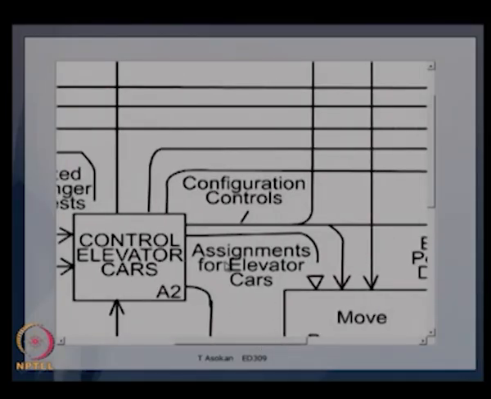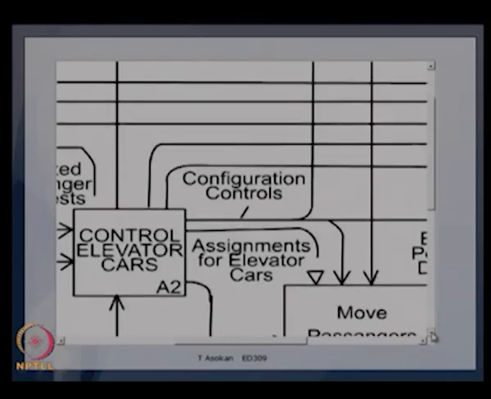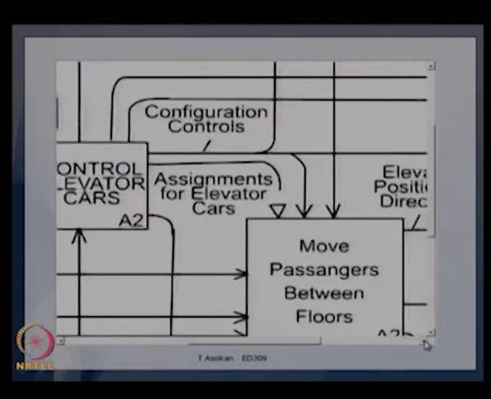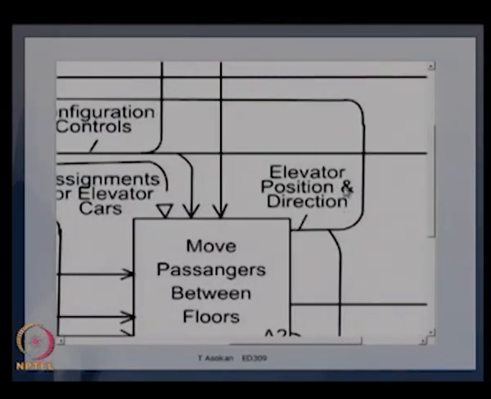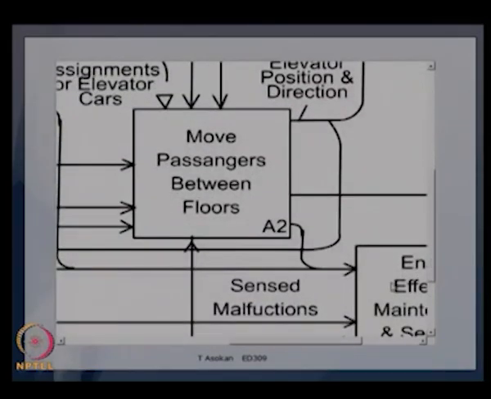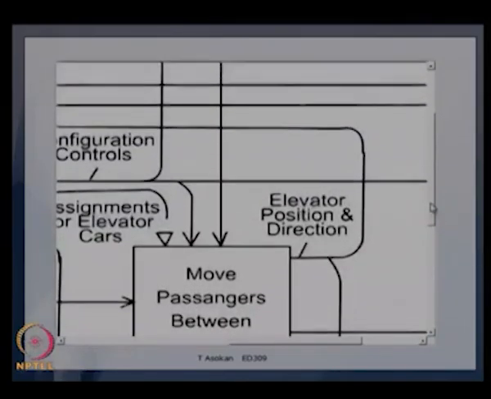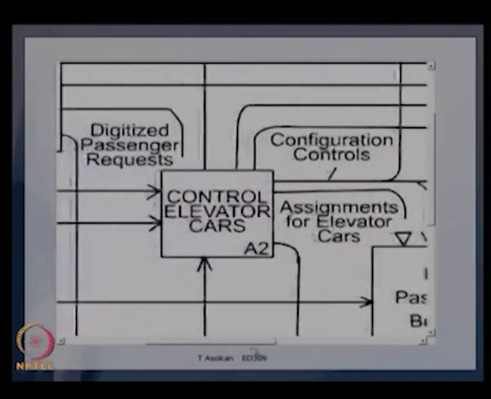So this is an internal output from this function, and it is an internal input to this function. And this is the other one, assignment of elevator cars is another one, and then you have another requirement of elevator position and direction. This is actually coming as an output from the move passenger between floors function. And similarly you will have one more requirement like the sensed malfunctions. What kind of malfunctions are there that need to be sensed within the system? So like this you have a few input and output requirements which are internal to the system.